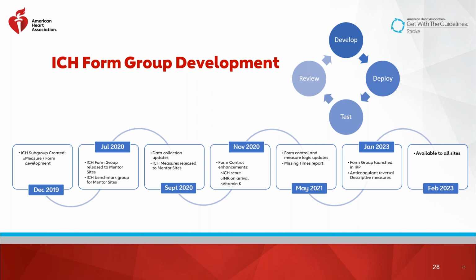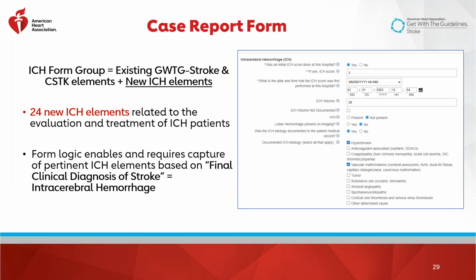All the feedback and things that you are all providing to us as you onboard onto this layer, we're taking that back, and there are some other future updates that will be coming to enhance and continue to grow and build out this layer. So with all of that work, we settled on currently the ICH layer contains approximately 24 new ICH specific data elements.